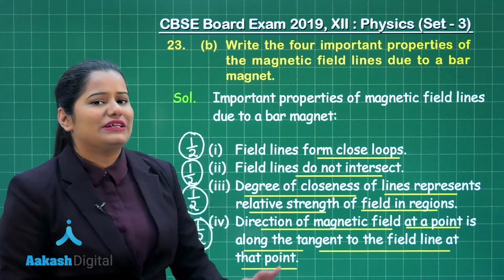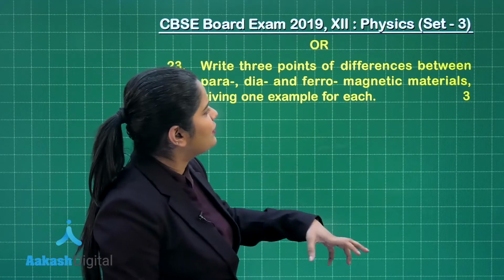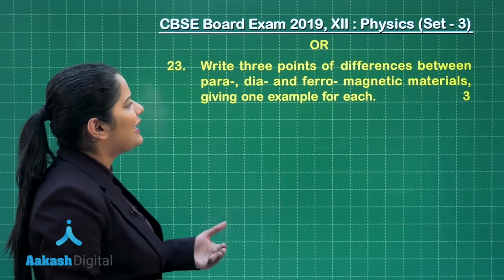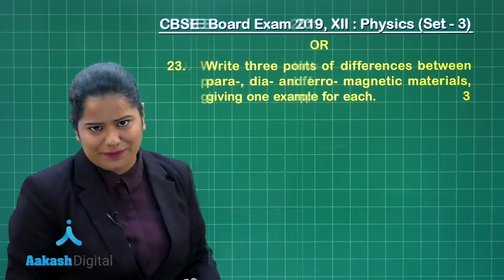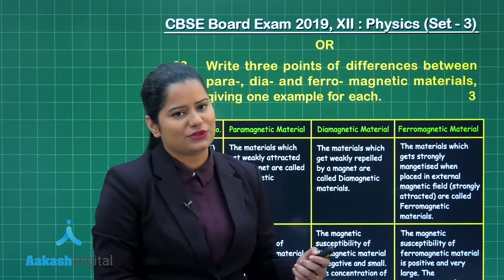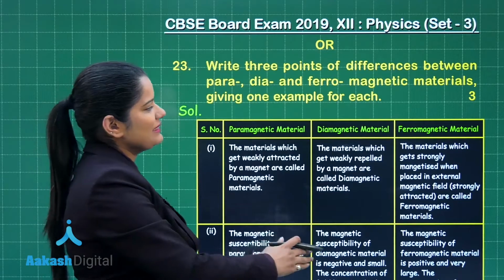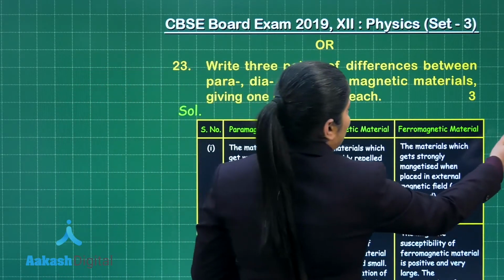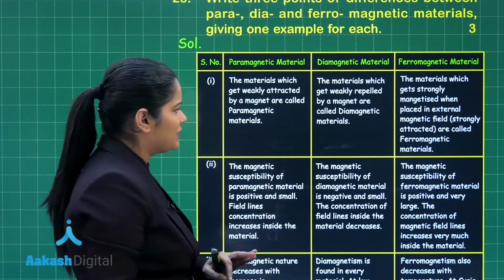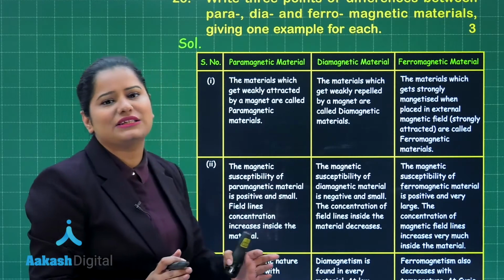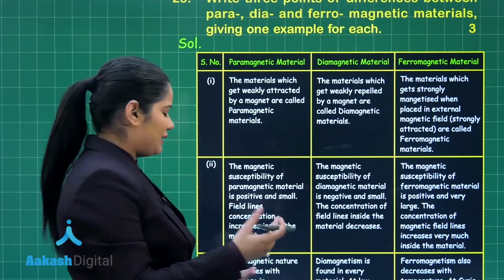Now let's have a look at the second choice of question number 23. This says: write 3 points of differences between the para, dia and ferromagnetic materials, giving 1 example for each. Let's have a look at the solution for this question. Here we need to differentiate paramagnetic, diamagnetic and ferromagnetic materials on the basis of 3 parameters. The first parameter that I have taken is the attraction and repulsion when they are placed in the external magnetic field.